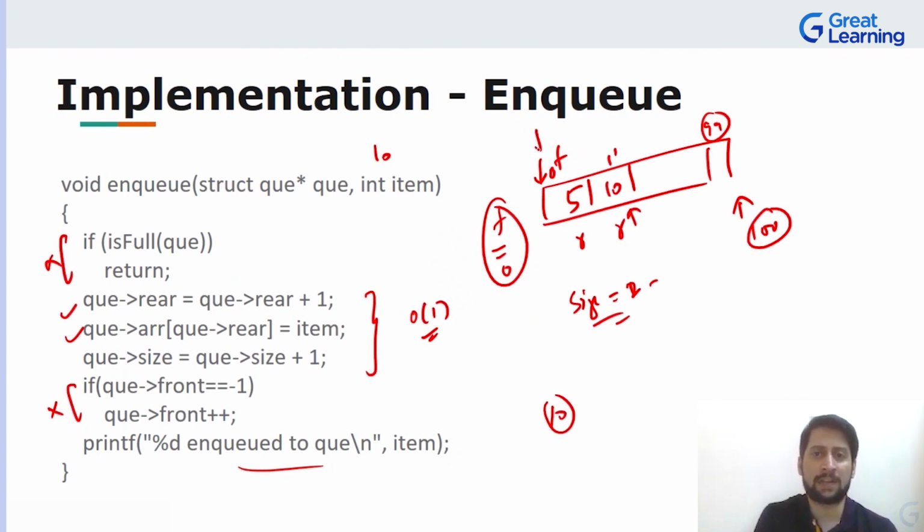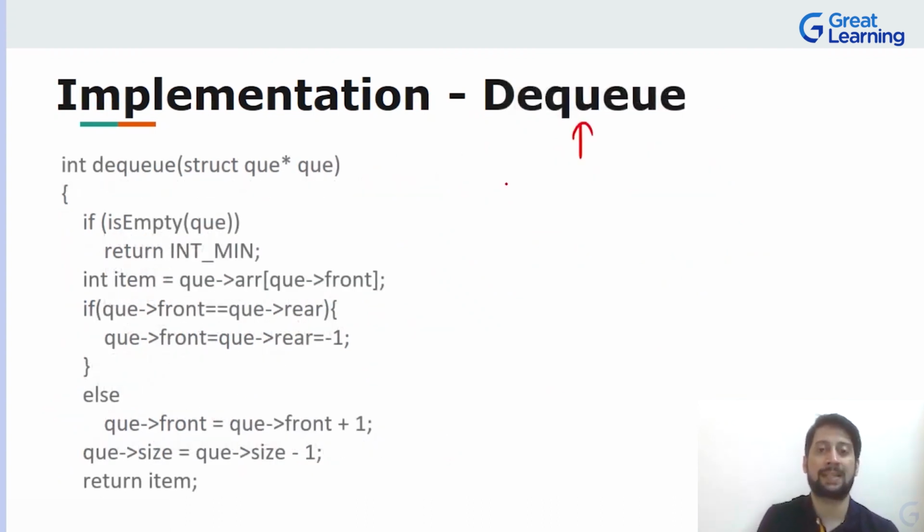So obviously front is not required right now, but rear is updating all the time, and we have direct access to this memory location. That means we only require a single unit of operation. That is for the same reason the enqueue operation is executed in a constant amount of time. Okay, now let's move ahead and see the dequeue.